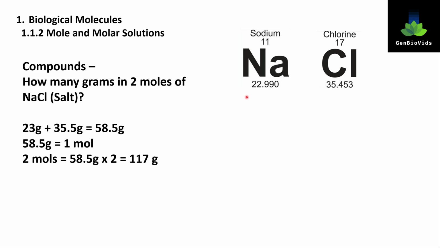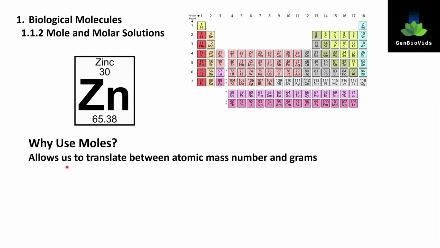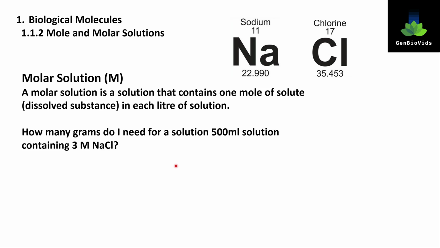So 1 mole of sodium chloride is simply the atomic mass number of sodium, 23, plus the atomic mass number of chlorine, 35.5, which equals 58.5 grams. So we know 2 moles of sodium chloride is equal to 58.5 grams times 2, which equals 117 grams. So what is the point in moles? Well, it allows us to translate between the atomic mass number and grams. To many people, this number alone, 65.38 atomic mass number, doesn't mean anything, but this conversion puts it into units that we readily use of grams.